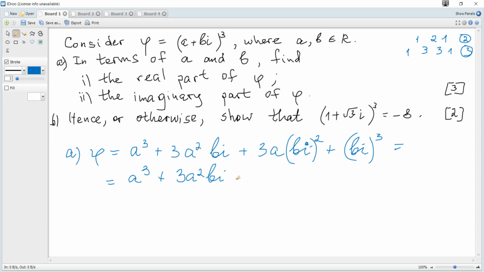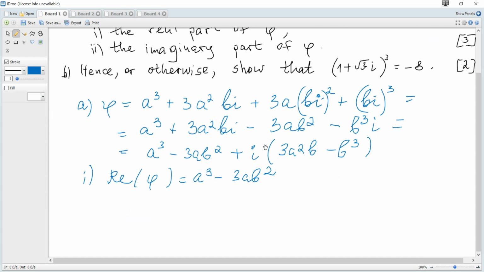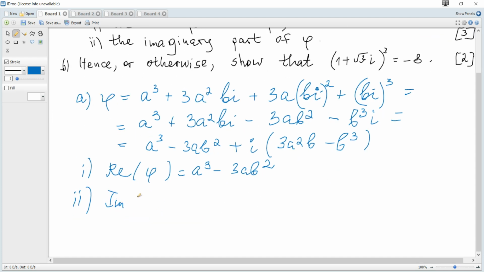i squared is -1, so it's minus 3ab squared, and i cubed is i squared times i, so it's -i, so it becomes minus b cubed i. And finally it becomes a cubed minus 3ab squared plus i(3a squared b minus b cubed), and hence the real part of phi is a cubed minus 3ab squared, and the imaginary part is 3a squared b minus b cubed.